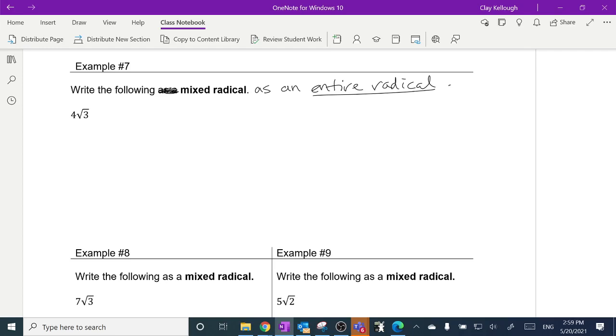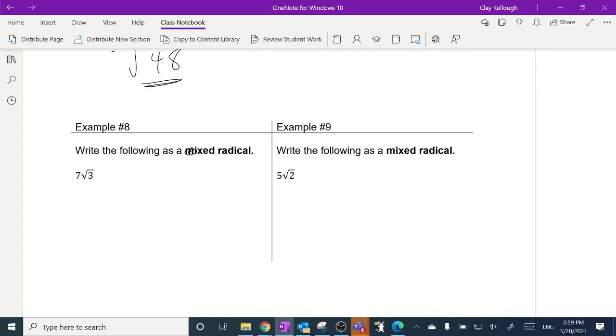Anyway, 4 root 3 is the same as saying, okay, if this 4 is going to join the 3 in the radical, it has to become 4 squared. And that's going to be the same one we just looked at. 16 times 3 is 48. Okay, let's try the next one. We saw that one already. So again, this is wrong. It is a mixed radical right now. We would like to make it an entire radical.